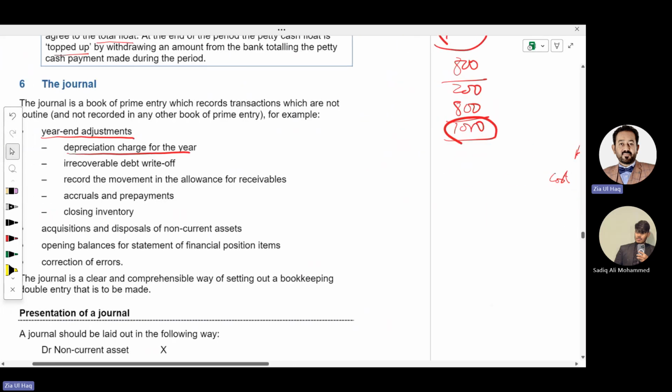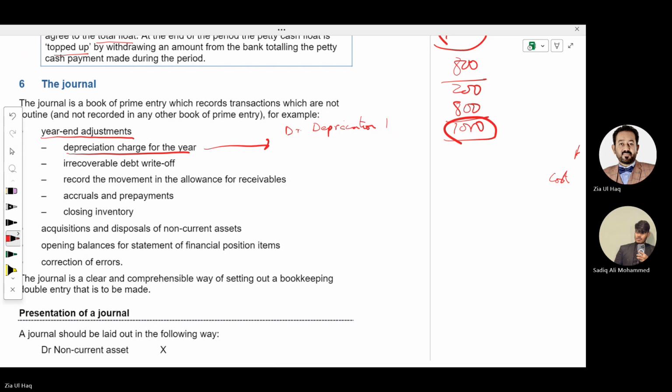What is the accounting entry for depreciation? Debit depreciation expense. Credit accumulated depreciation. So this is the accounting entry for depreciation that the company needs to pass for every asset at the year end.